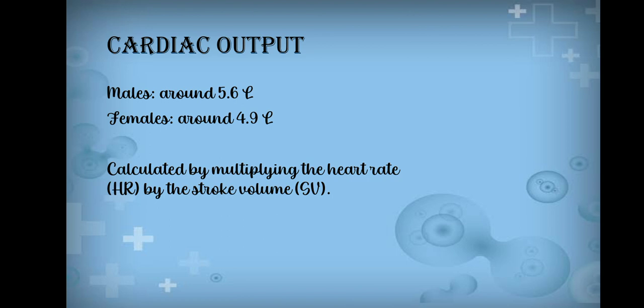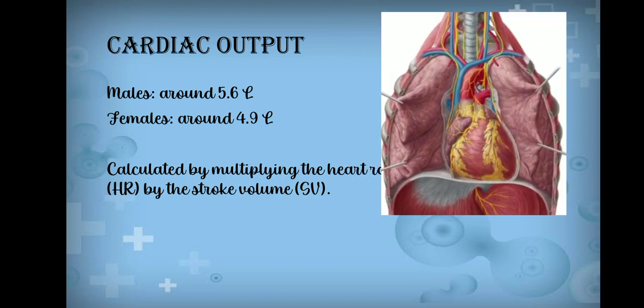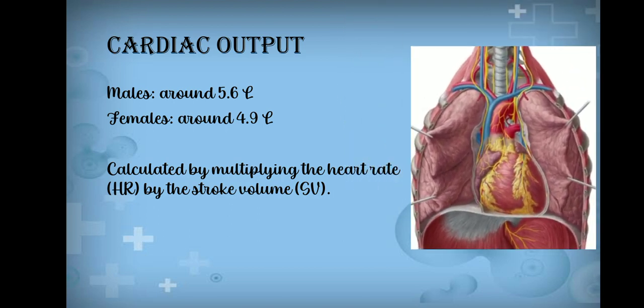The amount of blood in liters that is pumped out of the heart per minute is known as the cardiac output, which is around 5.6 liters in males and 4.9 liters in females. It can be calculated by multiplying the heart rate, which is the number of beats per minute, by the stroke volume, which is the amount of blood that collects in the ventricles when they are at full capacity and about to contract. The cardiac output varies depending on whether the person is exercising or resting.